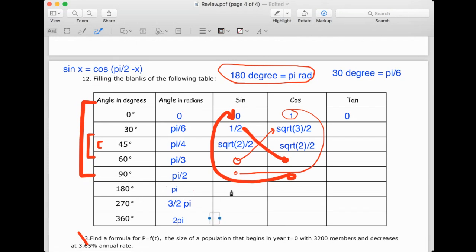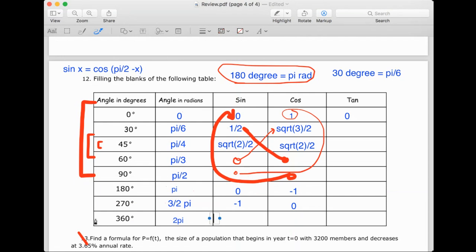Then sine 180 equals to 0. That's sine pi. Sine pi equals 0. Cosine pi equals to -1. Then sine 270 or sine 3 pi over 2 is -1. And cosine 270 or cosine 3 pi over 2 is 0.